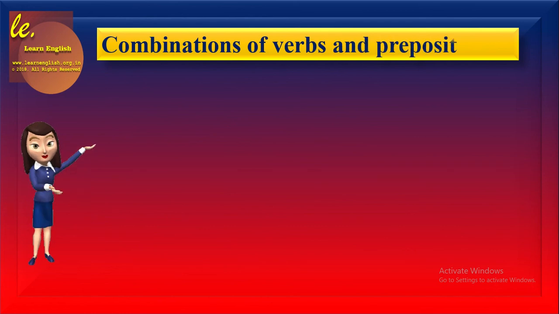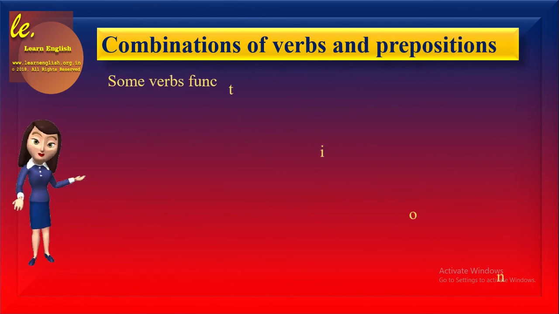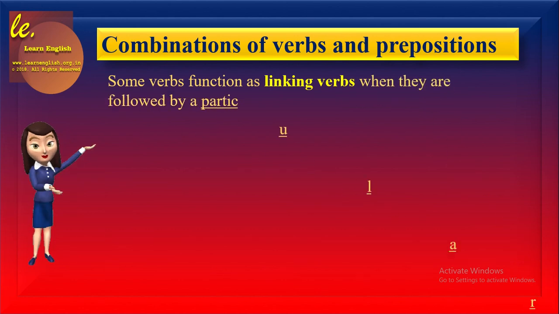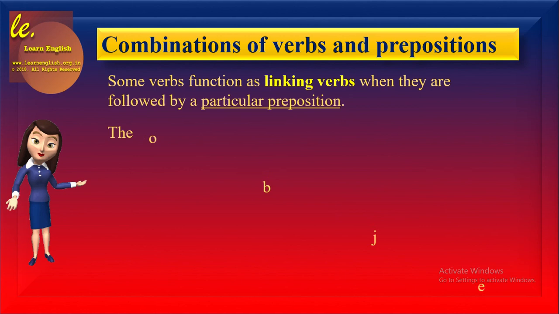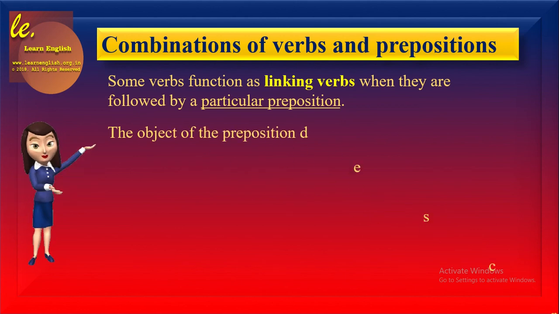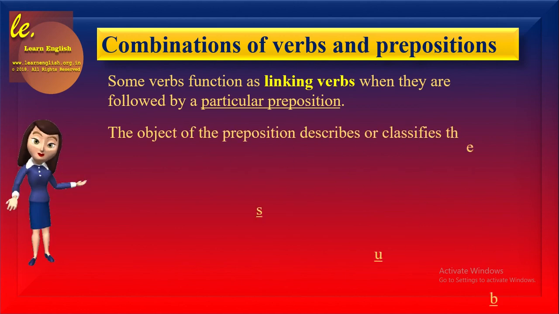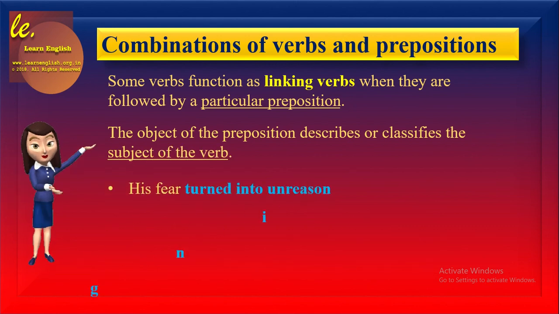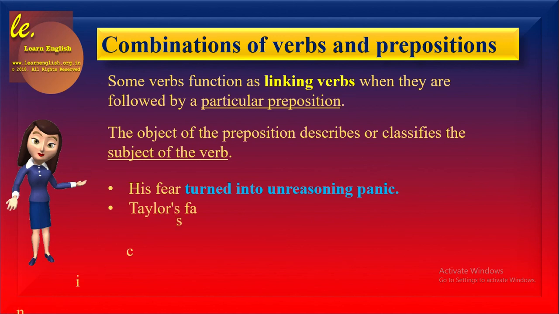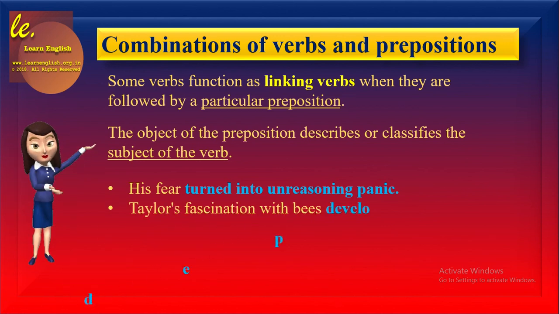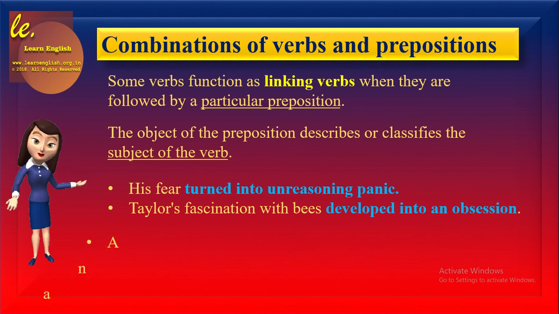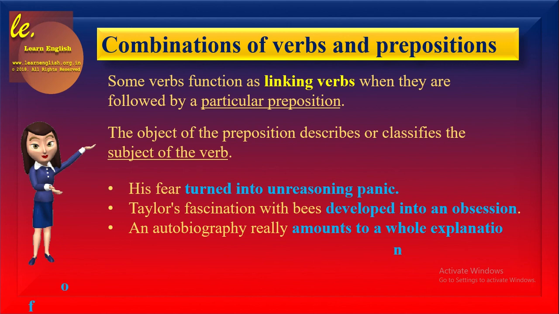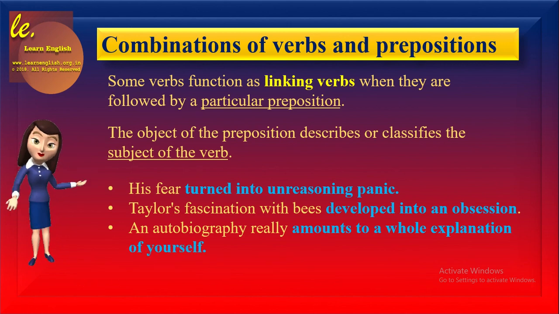Combinations of verbs and prepositions. Some verbs function as linking verbs when they are followed by a particular preposition. The object of the preposition describes or classifies the subject of the verb. His fear turned into unreasoning panic. Taylor's fascination with bees developed into an obsession. An autobiography really amounts to a whole explanation of yourself.